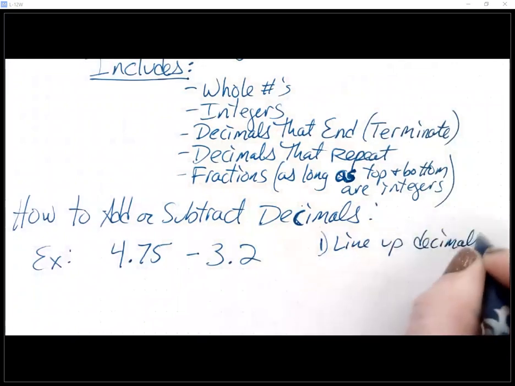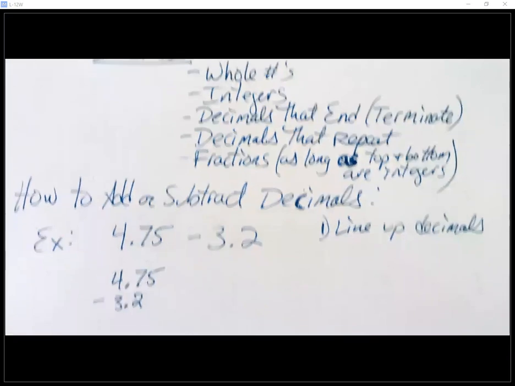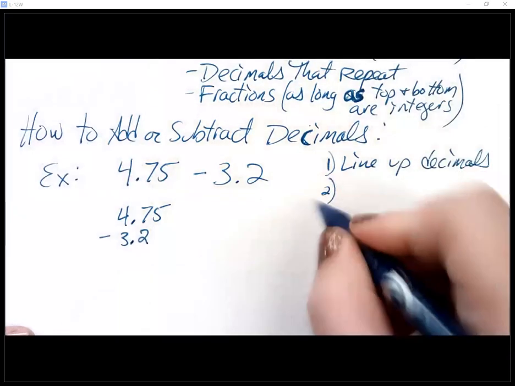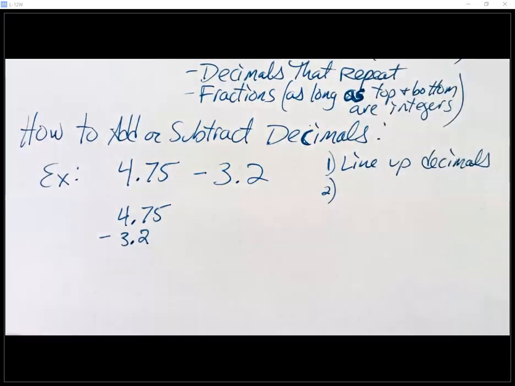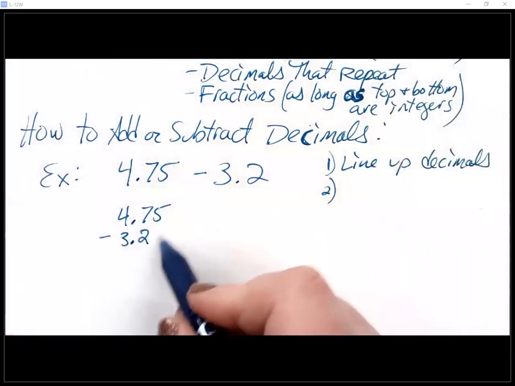So I would write it as 4.75 minus 3.2. See how I have the decimals lined up, not necessarily the numbers. If you have a blank space after any of your numbers, like I do here, there's nothing here, you can fill it in with a 0 so that they all have the same number of digits.